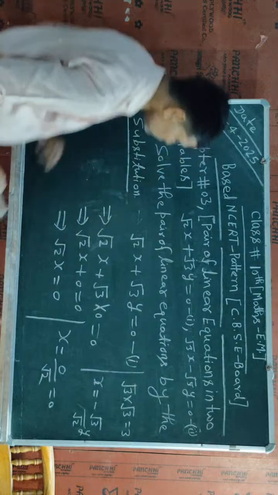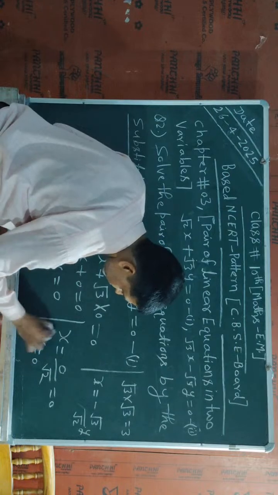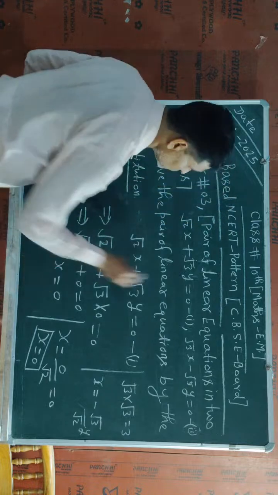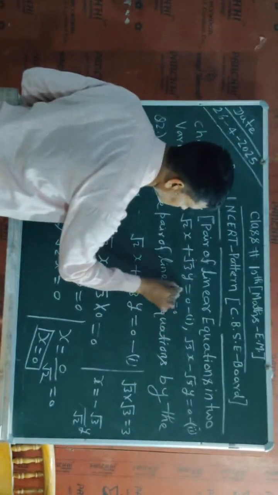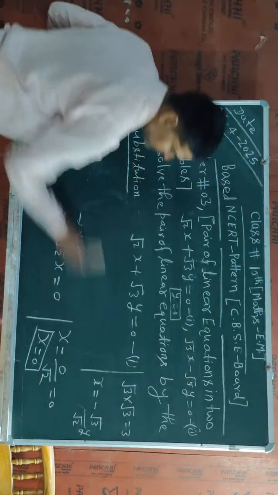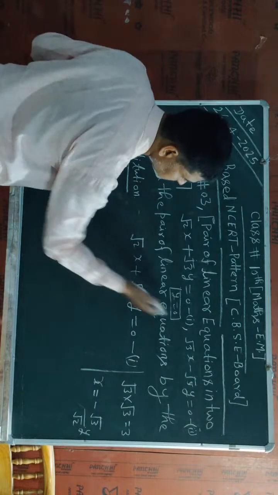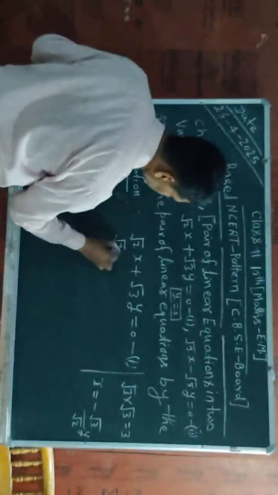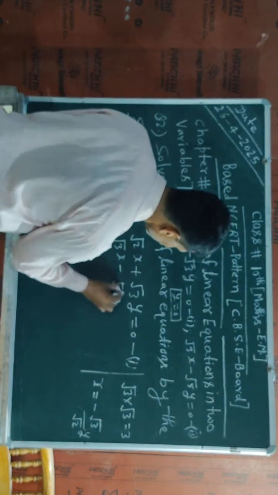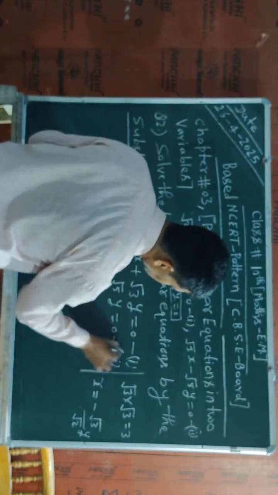Okay, student. So the value of x is equal to 0. The value of x is also 0, and the value of y is also 0. Further I am going to write the theoretical meaning also. Here in that equation I am also writing root 3 x minus root 5 y which is equal to 0. I say this is the equation number 2.